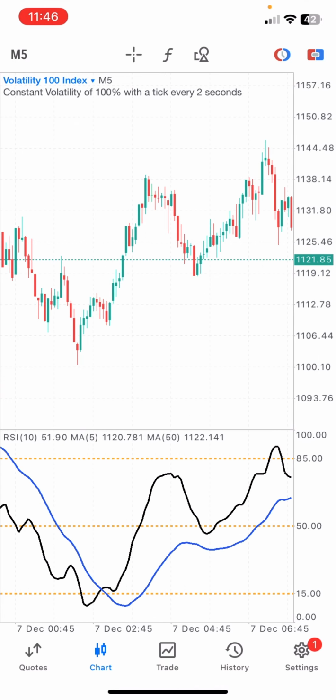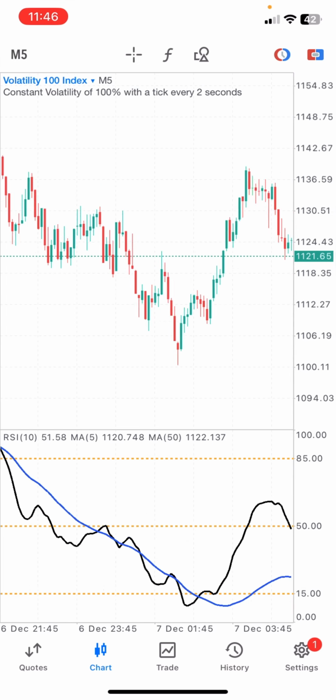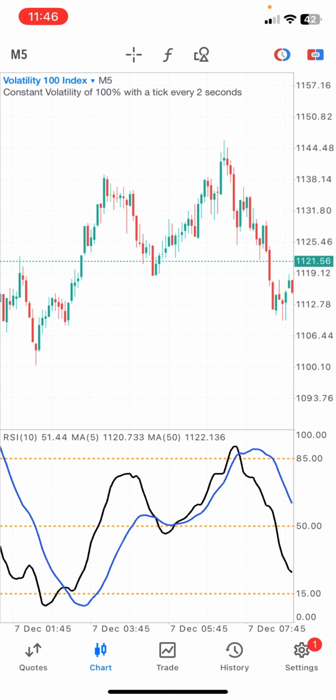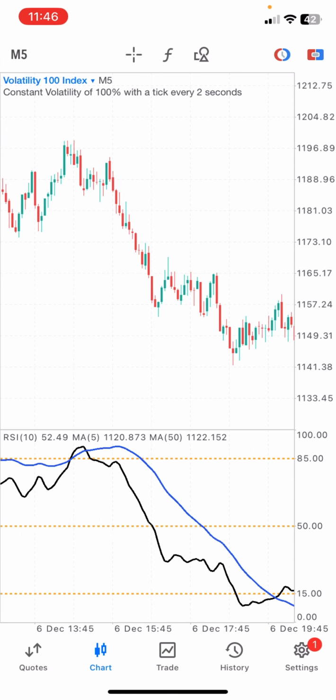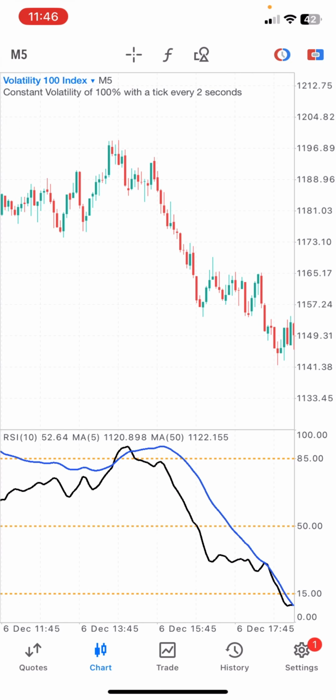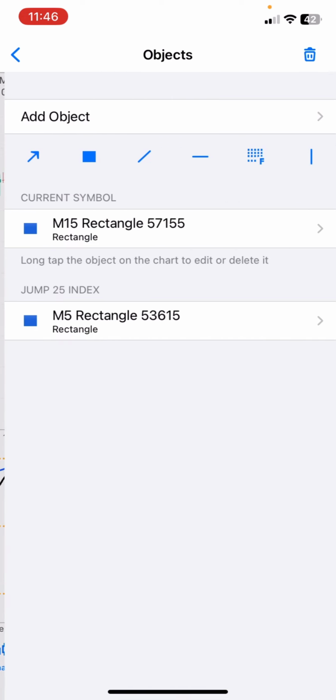One more example before we end this video. Now we are looking for it. You can see this is not a clean entry because it does not cross over each other at the 15 level, so it is not a clean trade. We are looking for a perfect and clean trade, similar to this one right here.